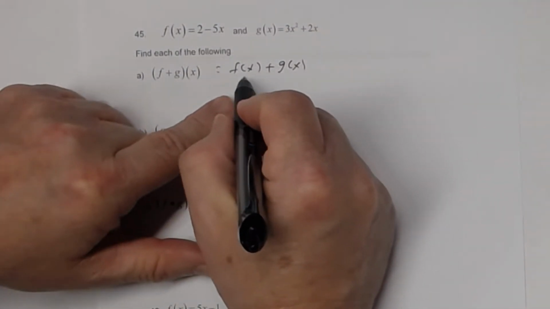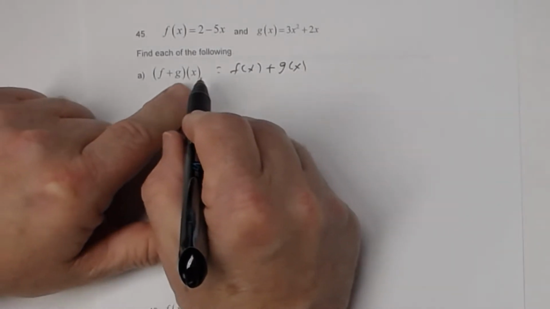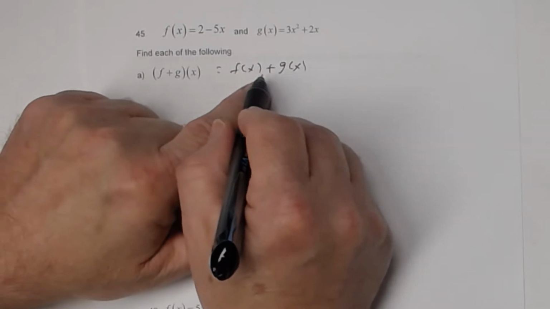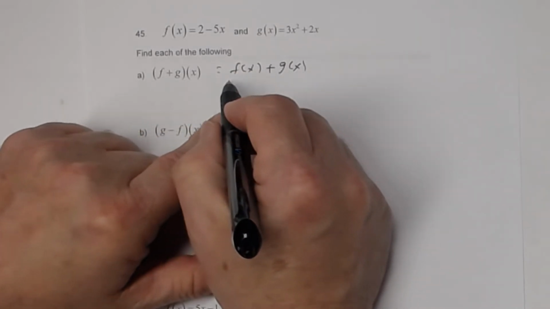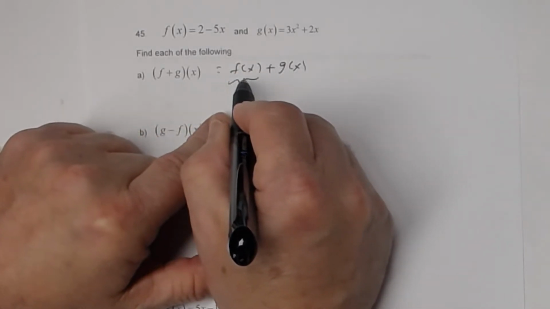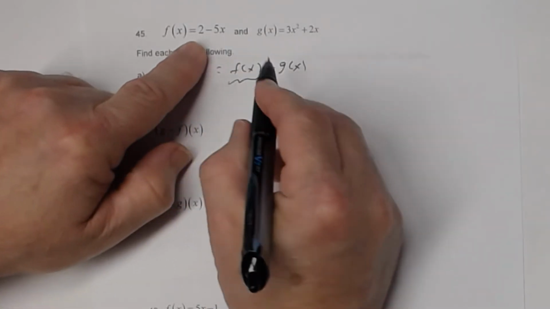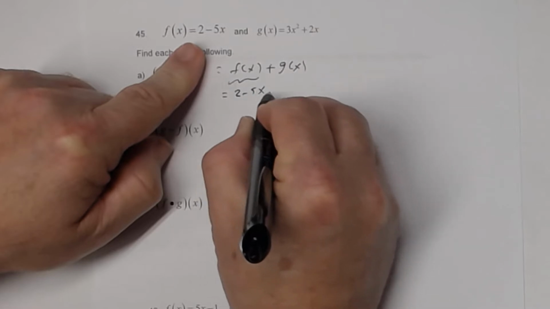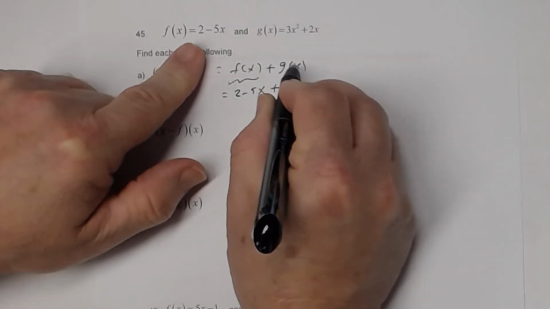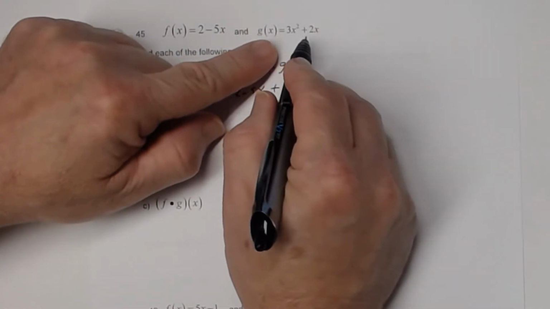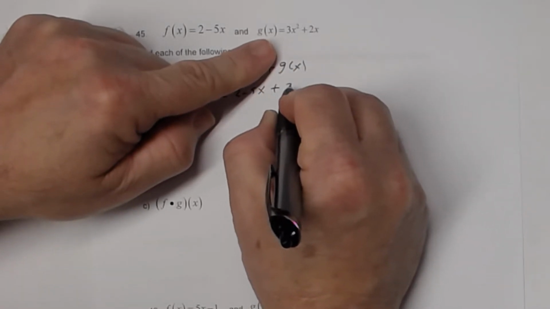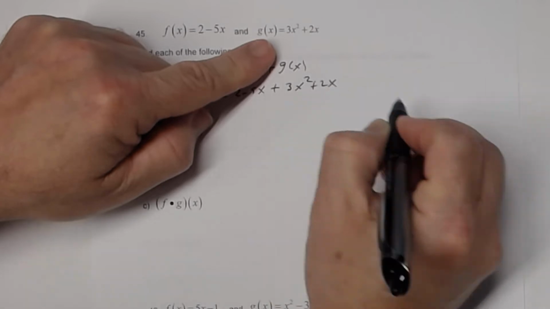This one is a little different because you're not asked to evaluate it at a particular number. You're just asked to add those two functions together. So basically you say, well, I know what f of x is. F of x is this binomial right here, this linear function. So that's just 2 minus 5x plus, and I know what g of x is. G of x is this binomial quadratic function, and so I get 3x squared plus 2x, right?